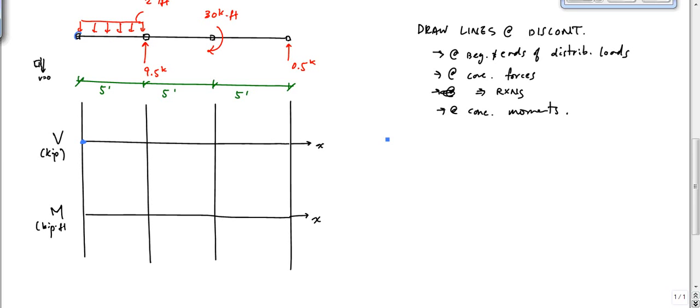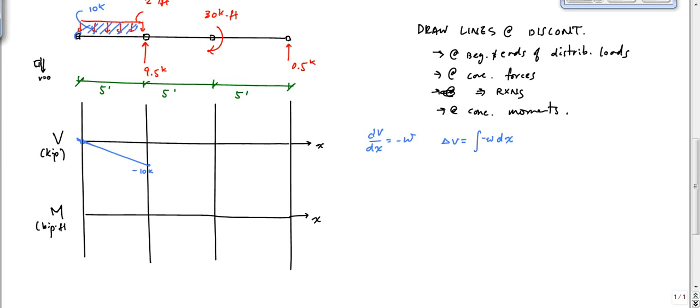And then because I know my relationship dV/dx equals minus w, this w is 2 kip per foot, so I'm decreasing at a slope of 2 kip per foot. So negative 2 is my slope here. And my change in shear is equal to the area under the distributed load, which in this case is this area right here, and that area is 2 kip per foot times 5 feet, which is 10 kips. And so I would go down at a rate of 2 kip per foot all the way down to 10 kips right here. This would be minus 10 kips.